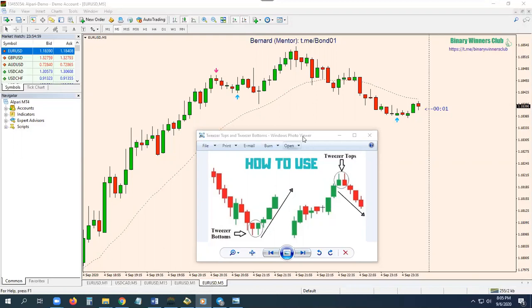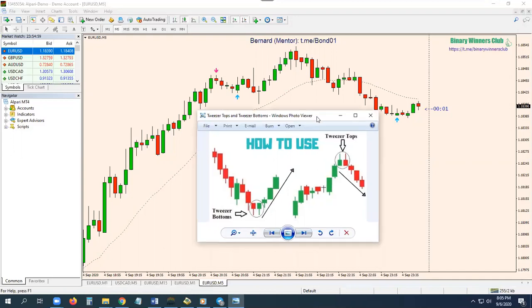Tweezer tops and tweezer bottoms, I have picked an image of what they look like. This is just a concept. You need to understand that tweezer tops are simply a candlestick pattern consisting of two candles, where the two candles have similar highs.